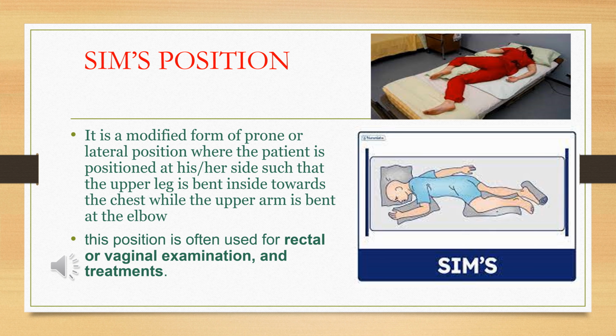After Fowler's position, another position is Sims position. Sims is basically a modified form of prone position or lateral position. Here the patient is positioned on his or her side such that the upper leg is bent inwards towards the chest while the upper arm is bent at the elbow. You can have a look over the picture.